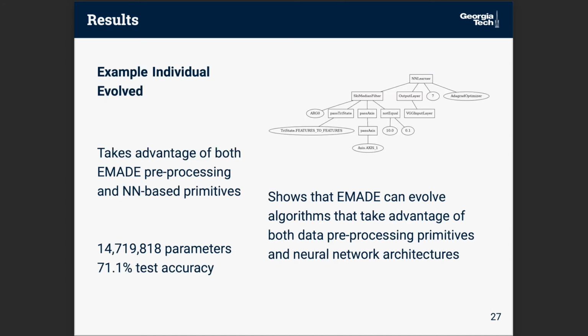On the right, you can see an example individual that was evolved. It applies the scikit-image median filter data preprocessing primitive, and its neural network architecture consists of a VGG input layer followed by a single output layer, trained with the Adagrad optimizer with a batch size of 7. As you can see, it takes advantage of both EMADE preprocessing primitives as well as neural network-based primitives. It achieves a 71.1% test accuracy with around 14 million parameters. This individual shows that EMADE can evolve algorithms that take advantage of both data preprocessing primitives and neural network architectures.